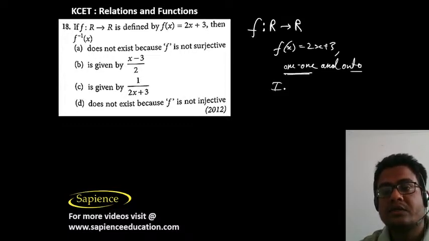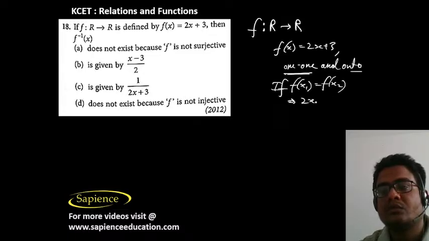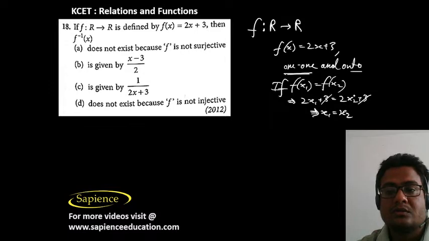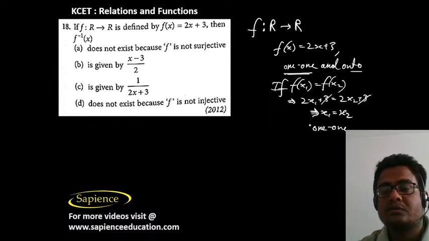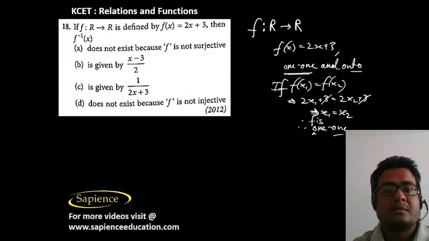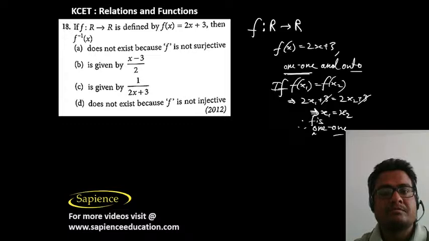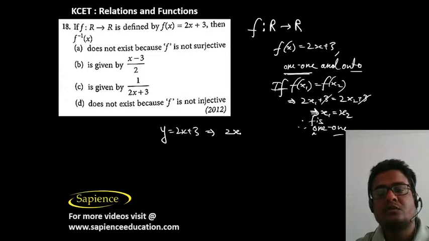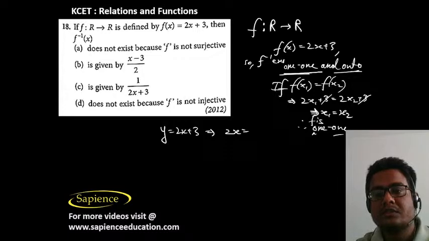And 1-1, since if I take f of x1 equal to f of x2, then 2x1 plus 3 is equal to 2x2 plus 3. We solve it, then we get x1 equal to x2, then only if f of x1 equal to f of x2, therefore it is 1-1. And therefore since f is 1-1 and onto, f inverse will exist.